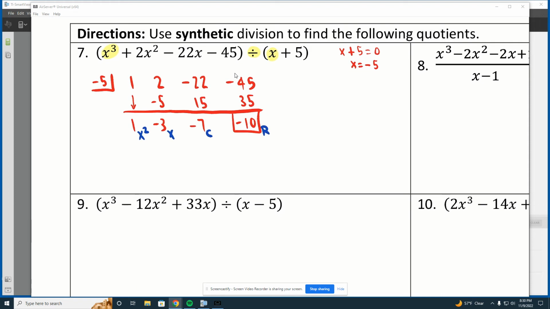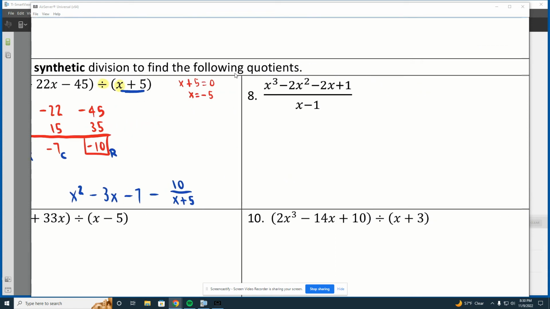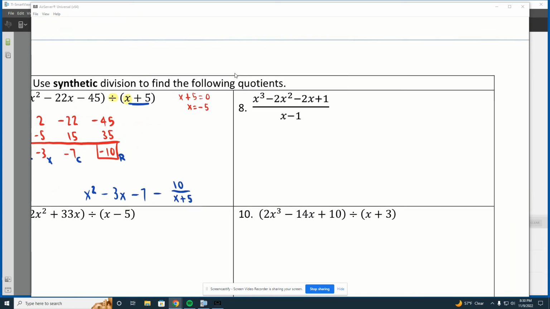So our answer, the solution to this division, is 1x squared minus 3x minus 7, and then minus, and we always put our remainder on top of our original divisor, which is x plus 5. That's the solution of dividing. Okay, I hope that you understand that. The better you get at this, the faster you can go.